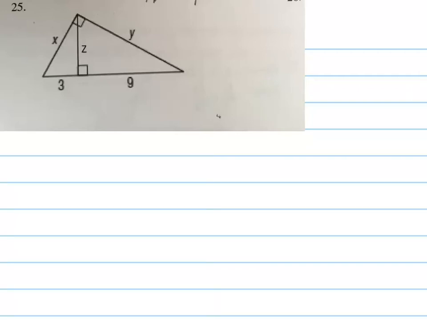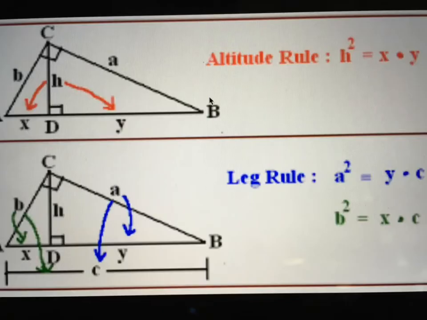Right, so this problem is asking us to find x, y, and z. This is a classic geometric mean problem, and there's a good web page that shows you kind of the summary of it. There's an altitude rule.